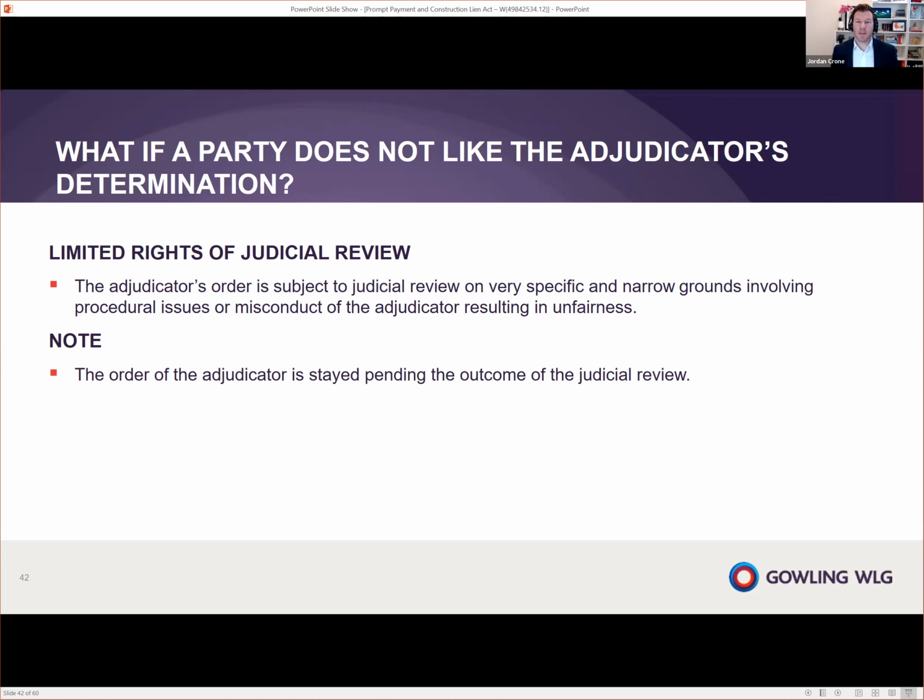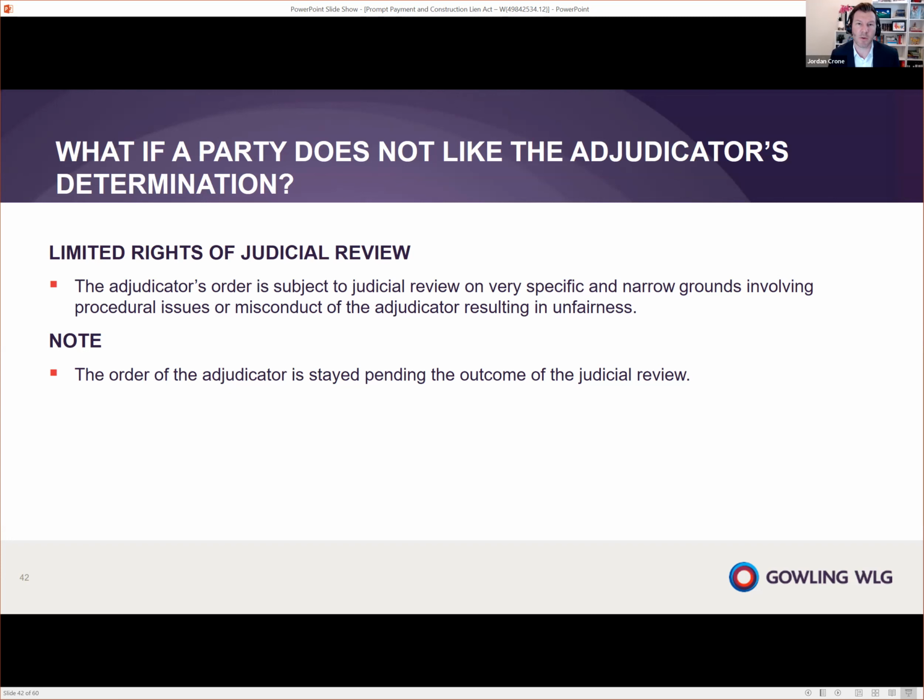So if you don't like the adjudicator's decision, one of the options available to you is judicial review. Now, judicial review is on very specific and narrow grounds, and it can only deal with procedural issues or misconduct of the adjudicator resulting in unfairness. So just because you don't like the decision, just because the adjudicator didn't consider one of your documents, or you think they misinterpreted a fact, that will not necessarily allow you to advance an application for judicial review. It really is very narrow grounds.